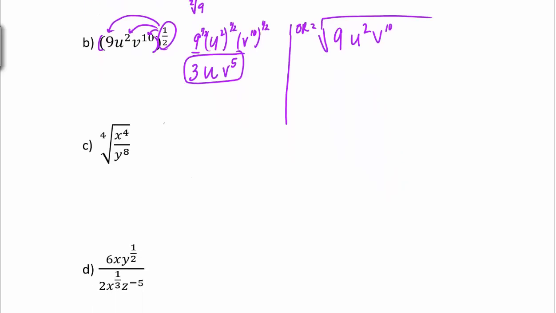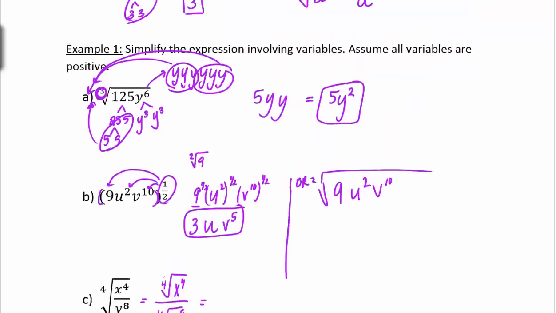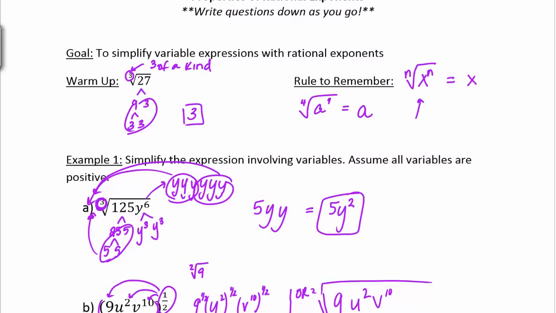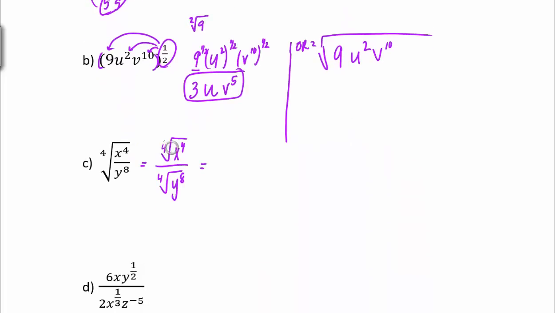Alrighty, so part C, I have the 4th root of x to the 4th, y to the 8th. So if you remember our properties of radicals, I could write this as the 4th root of x to the 4th and the 4th root of y to the 8th. If you remember a rule from above, anytime we have the nth root of x to the n power, that means x. So the 4th root of x to the 4th is x, and that's because there's 4 inside and I'm looking for 4 of a kind.